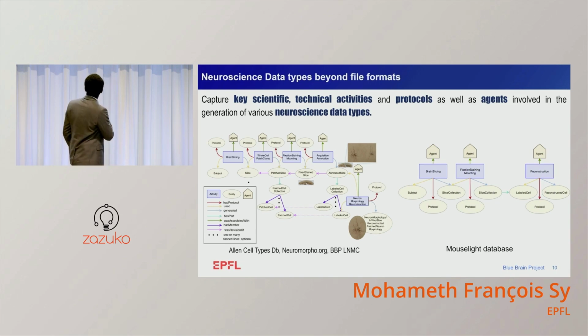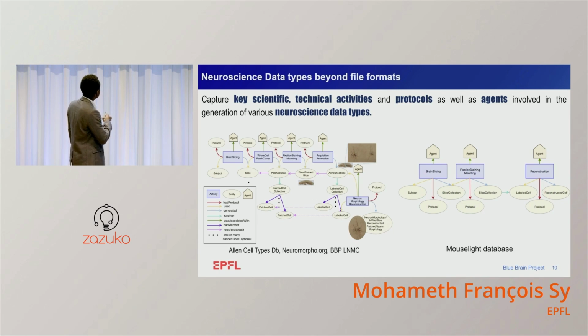For example, there is the subject here. This is the mouse. They get the brain. There is a slice, whole cell patch clamp. You get a patch slice. Some other activity occurs here involving some agent, using some protocol. You get another fixed slice, etc., until you get, for example, this image of a slice, let's say. These are the 3D morphologies, literally, and somebody has to reconstruct this.